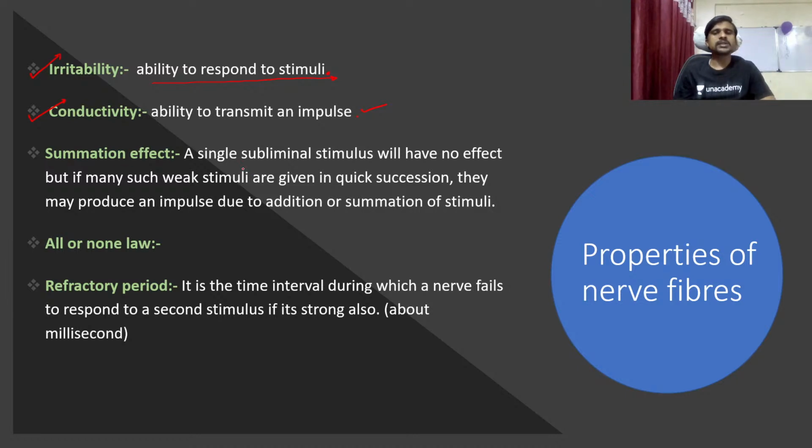The summation effect: sometimes a subliminal signal means a weak signal. A weak signal will have no effect, but if many such weak signals are given in quick succession, in a very short time, they may produce an impulse due to the addition of these weak signals. So summation is nothing but the addition of weak, frequent signals in a short time, which results in the action potential.